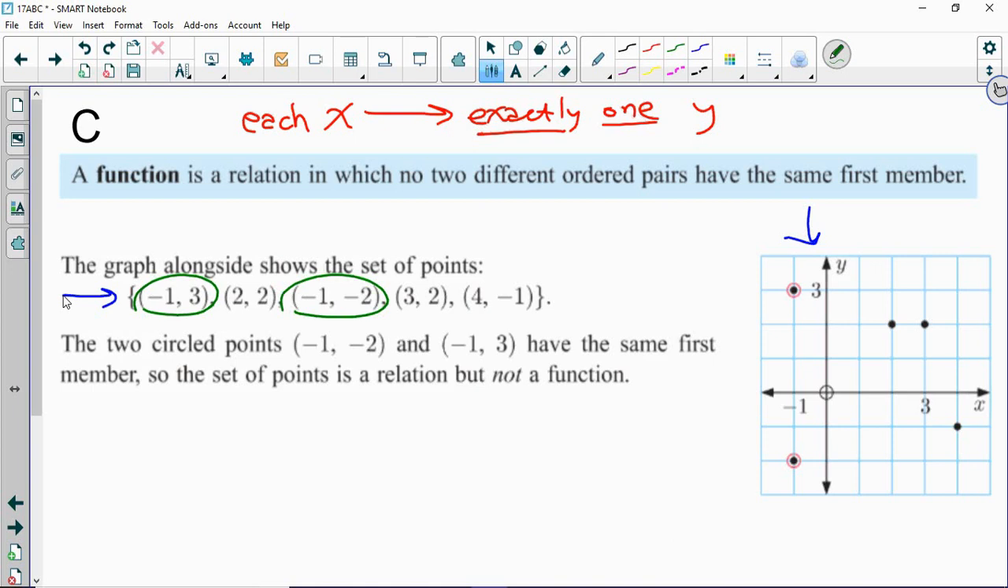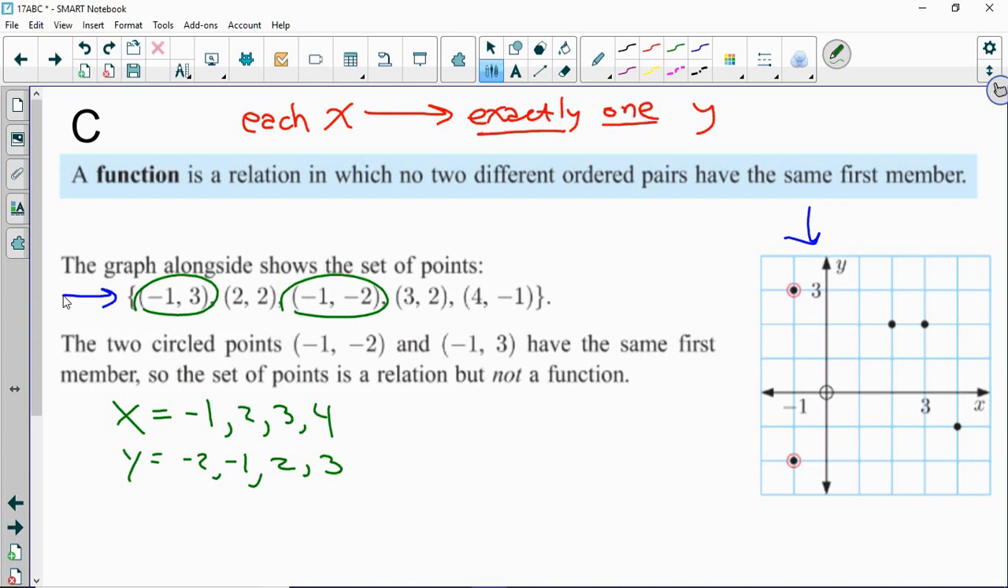Well, the domain is just all the possible x values. What are those? Well, it's -1, 2, 3, or 4. What's the range? Well, it's -2, -1, 2, or 3. You don't need to write them out as pairs. I like to write them out from least to greatest, but it's just a list. There are no inequalities here because none of the points are connected.